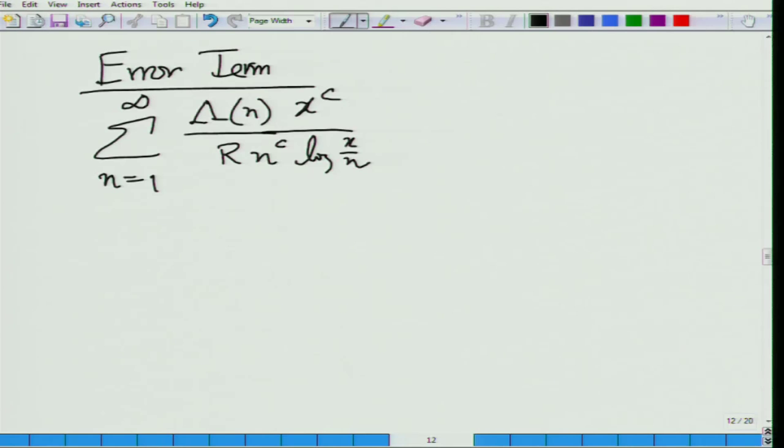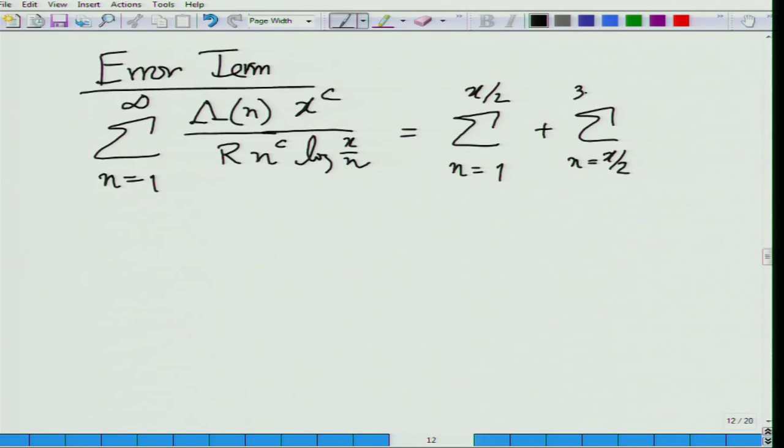So in order to achieve that, let us split this sum into three components: n equal to 1 to x by 2, so everything reasonably below x, plus n from x by 2 to 3x by 2, and plus n greater than 3x by 2. Okay. So the first and third are pretty straightforward to estimate. So, just let us see that.